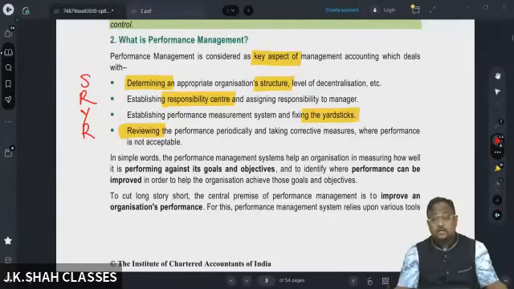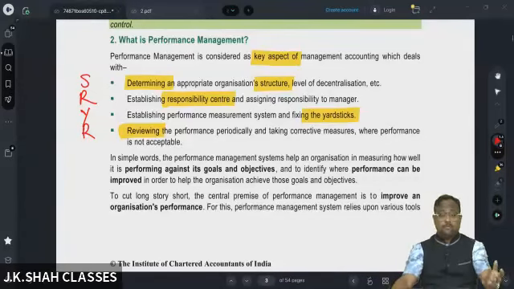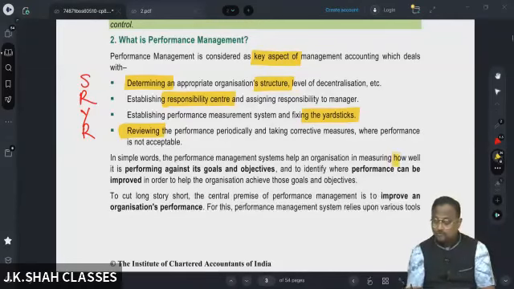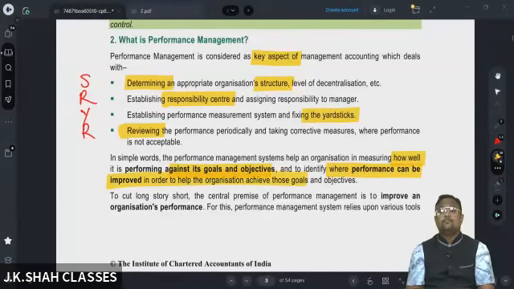Then you set a standard so that there will be some benchmarks, some yardstick which can be used as a basis of comparison. And finally, review. Basically it will help you find out how well you are achieving your goals and objectives, and it can also identify the need for improvement.